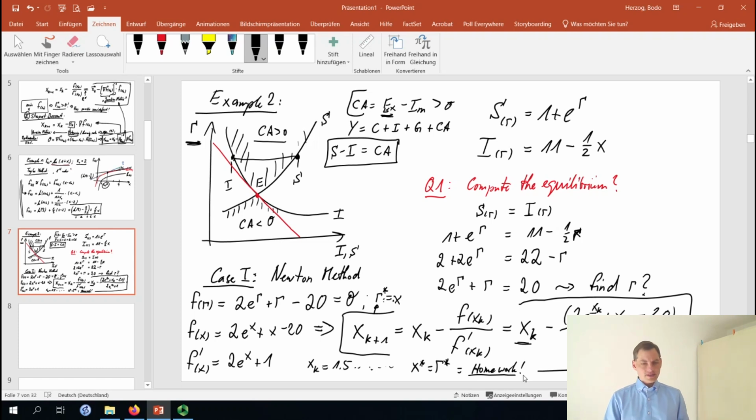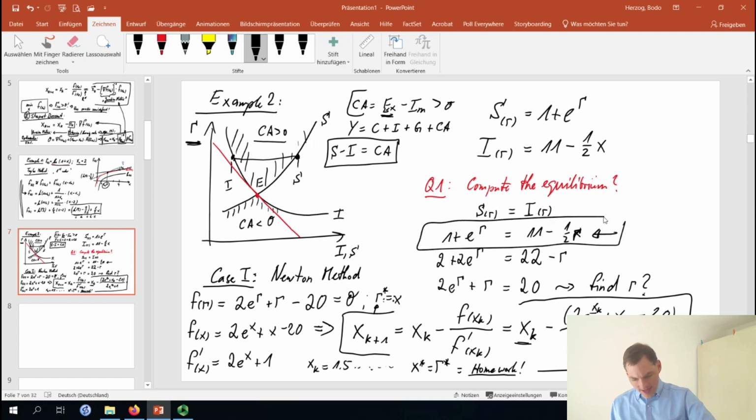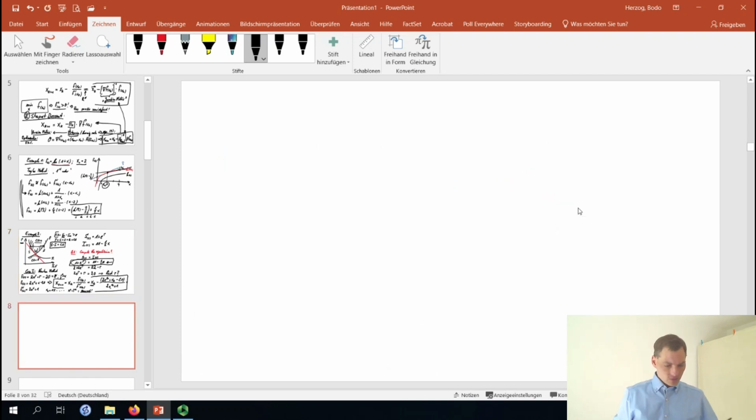There is another method, as I already mentioned. If we go back to this line here, the problem is that on the right-hand side, my investment function is linear, no problem. But my saving function is non-linear. So let's linearize the saving function, and then let's equate again. Because when we have it linearized, we have 2 linear functions that can be easily solved, of course. Okay, so that's my case 2.